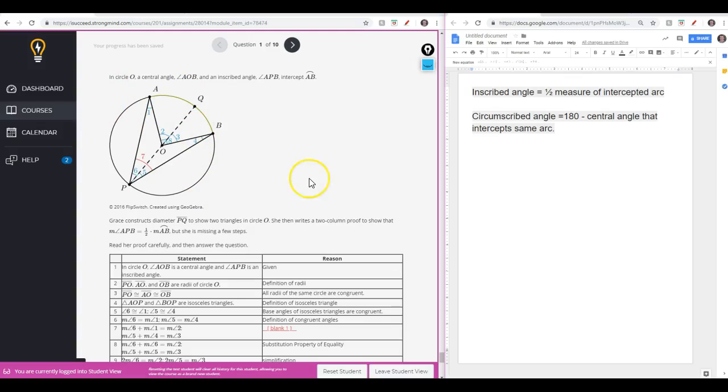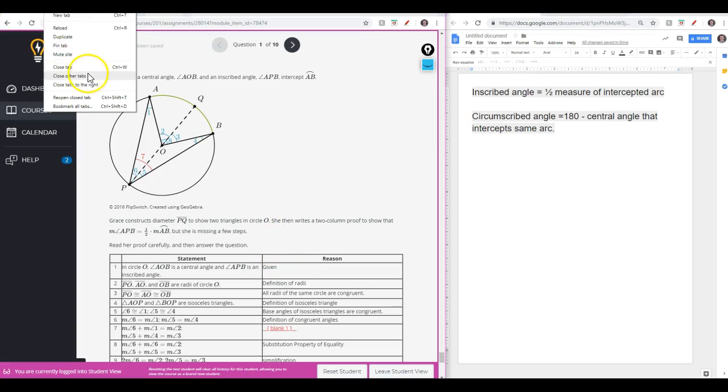Alright, question 1. In circle O, the central angle, angle AOB, and an inscribed angle, angle APB, intercept arc AB. Grace constructs diameter PQ to show two triangles in circle O. She then writes a two-column proof to show that the measure of angle APB is equal to 1/2 the measure of the arc AB. She's missing a few steps. Read her proof carefully and then answer the question.